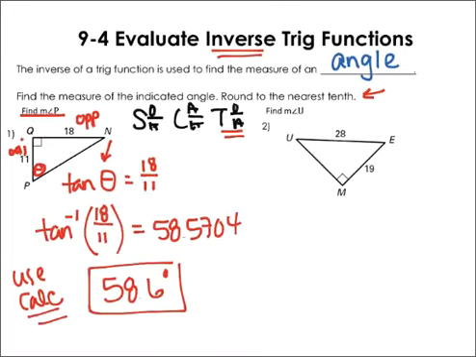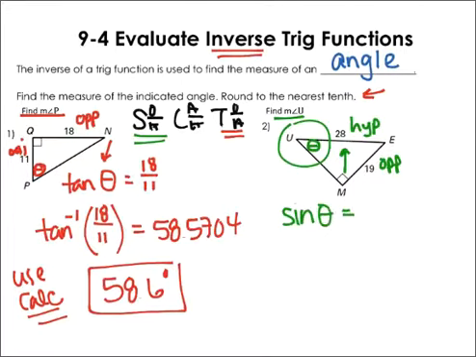Next one is asking us to find the measure of angle U. So I'm going to label angle U with a theta. There's the angle we're looking for. 28 is across from the right angle, that would be the hypotenuse. 19 is opposite from theta. So we have O and H. Sine uses O and H. Set up my trig function here: sine of theta is equal to the opposite side over the hypotenuse.